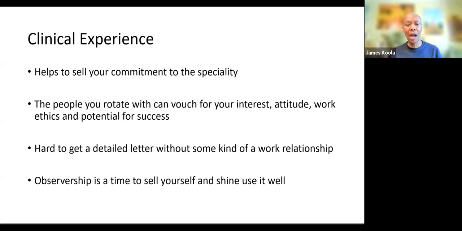I will see somebody come in doing observership, and probably their Step 2 is closer. After rounds, the next thing they do, they go sit in the corner and start studying. That's a bad use of your time. When you go and do observership somewhere, give it 110%. Be there, be present, ask intelligent questions, contribute. Let them see that you can fit within their team.